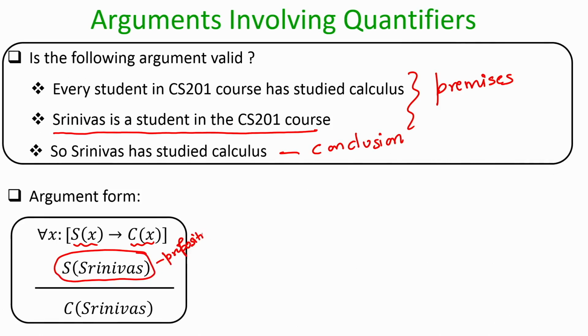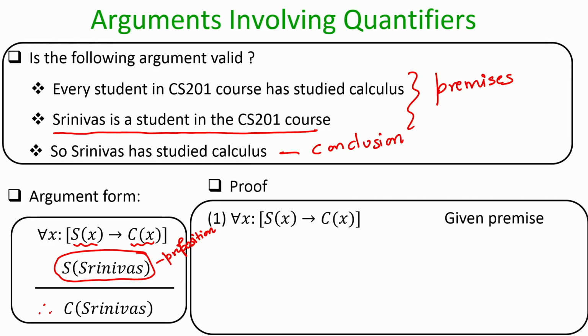I stress this is now a proposition because you have now assigned a value x equal to Srinivas. The conclusion you are drawing here is that Srinivas has studied calculus. That means you have to show that C of Srinivas is true. So, let us see whether this argument form is valid or not.